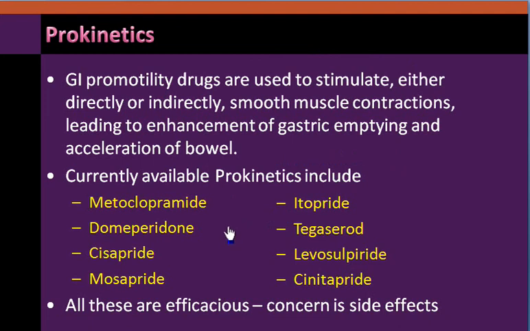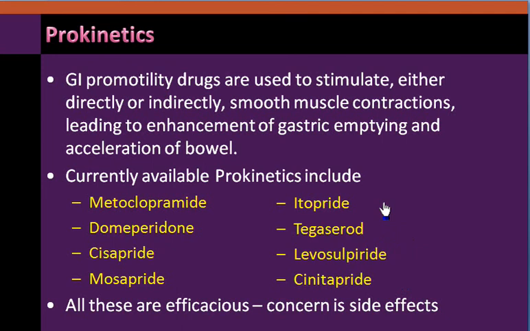So, the older ones are the metoclopramide and the domperidone. These two have systemic side effects, particularly the CNS side effects. Cisapride and mosapride, these have cardiac side effects and QT interval prolongation, and the newer drugs like itopride, which is devoid of cardiac or CNS side effects or the extrapyramidal side effects. And then tegaserod is another newer drug which is very useful prokinetic. Levosulpiride and cinitapride are also newer drugs.